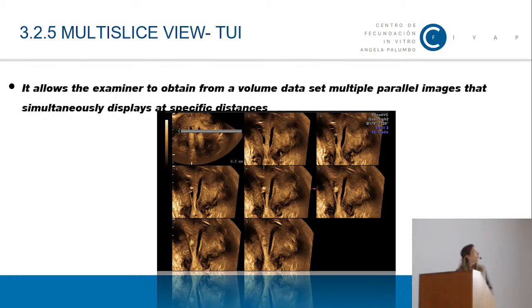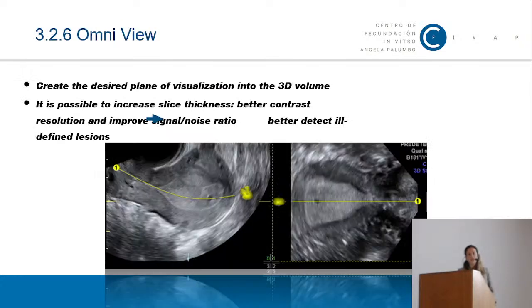The multi-slice view or tomographic ultrasound imaging shows the volume dataset as parallel images, and we can adjust the separation between the images and the number of images that is going to be shown on the screen. The Omni view allows us to create our own plane of visualization through the 3D volume. It increases the signal to noise ratio. It gives us a better contrast resolution, and it's also very good to demonstrate ill-defined lesions.